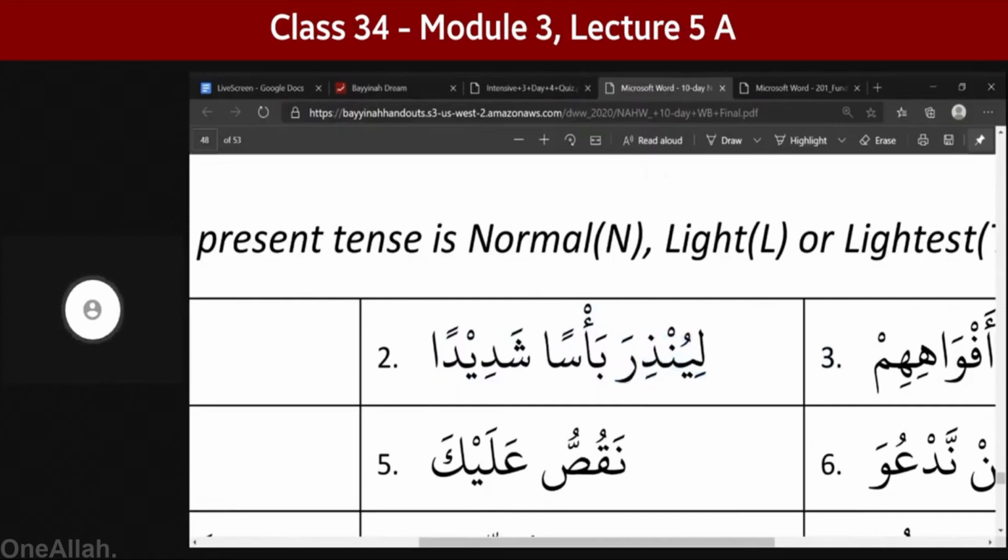Liyundhira. So li can be a harf of light or it can be a harf of lightest. How do we know which one it is? Well, look at the ending. Light has a different effect on a fi'l than lightest does, right? Which of the two, light or lightest, makes a fi'l end in a? If we're looking at yansuru as the example, yansuru, if we make it light, becomes yansura. If we make it lightest, becomes yansur. So does the ending here look like yansura, or does it look like yansur? It looks like yansura. So that's how we know this is li of light and not li of lightest.